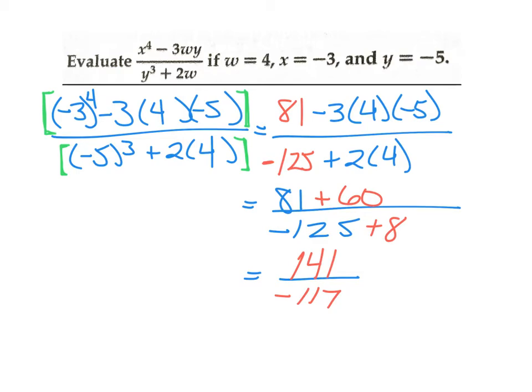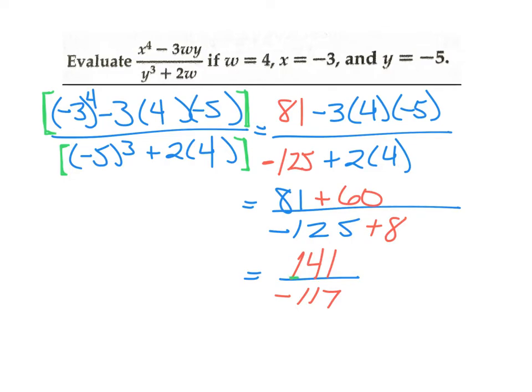Now you may be looking at this thinking, oh, looks done to me. 141 over 117 probably can't be simplified. But you'd be wrong. We do have to look to see if there are any common factors that we can cancel out. Now, there is a way to tell that they do have this common factor.